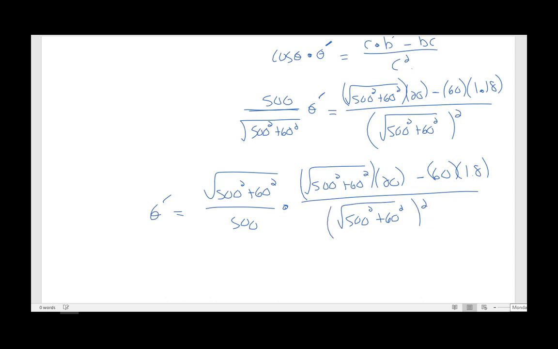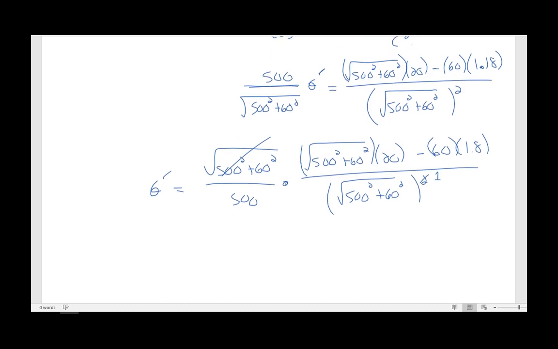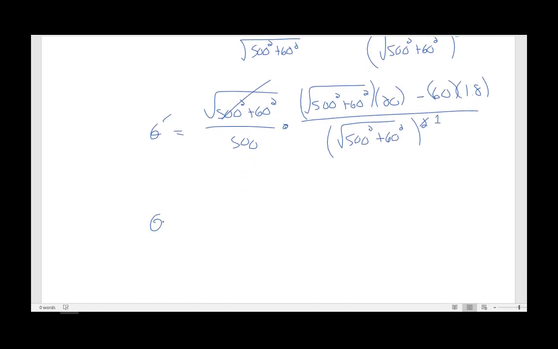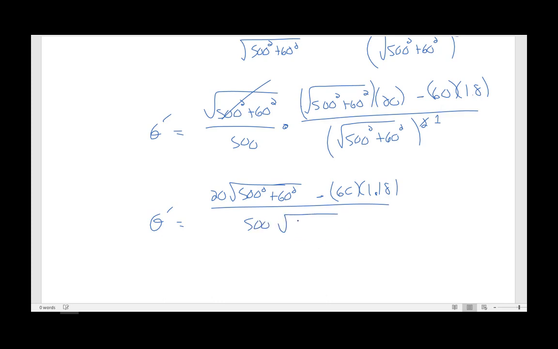I'm going to do a little bit of cleanup here. I have this radical times itself, so I could cancel one of those out, and I have just that guy to the first power. So what I end up with then is theta prime being all of this stuff, right? I have 20 times the radical of 500 squared plus 60 squared, minus 60 times 1.18. And then all over I have this 500, and then I had one of those radicals left over.